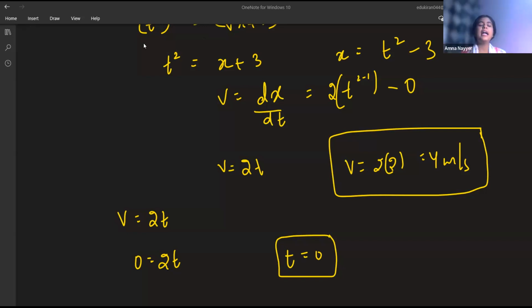See, Nabiha, that question is saying calculate the time when the body stops. So when will the body stop? When velocity will become 0. So that's why we have made velocity 0. So this became 0, which was equal to 2t. So t becomes 0 divided by 2, which is 0 only. Clear?